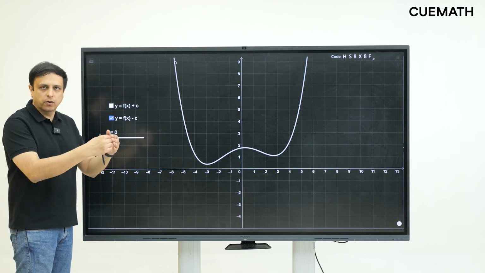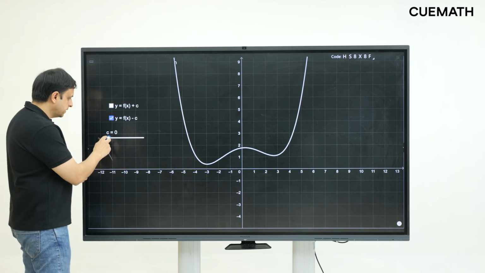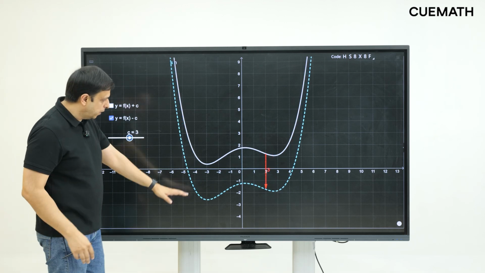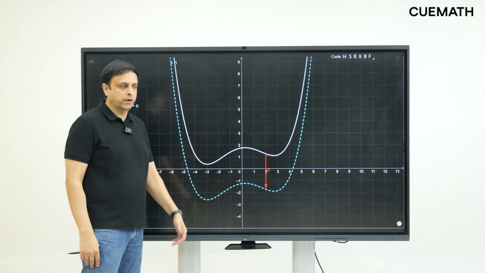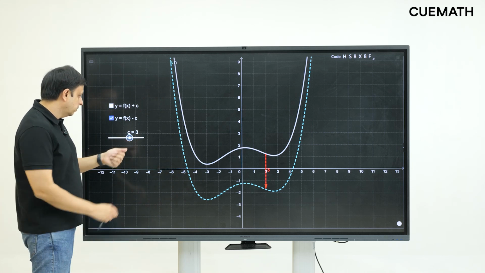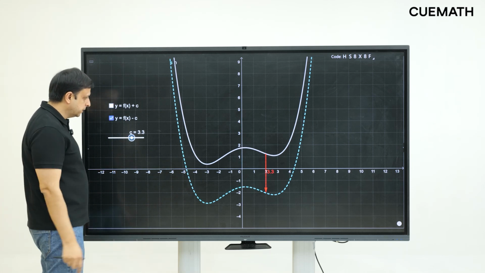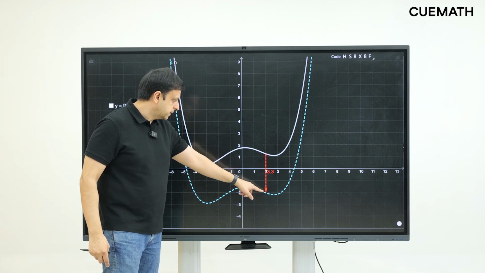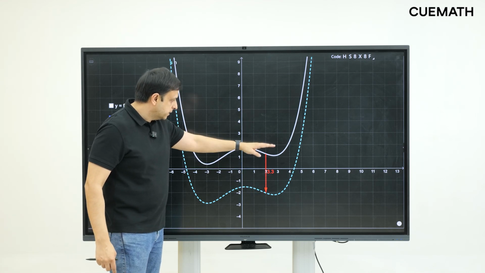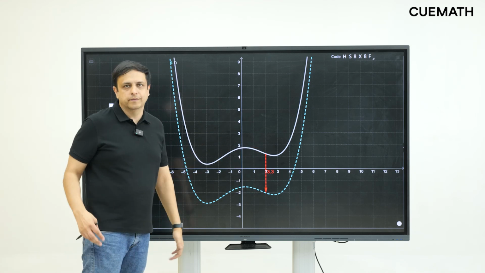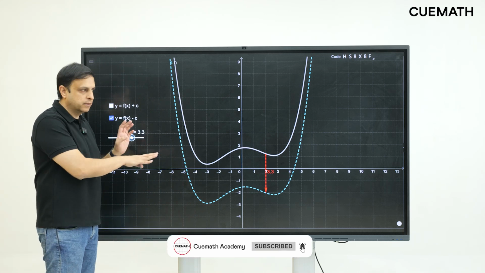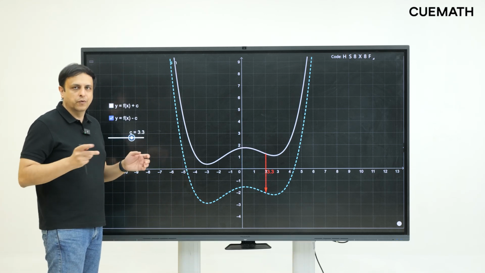And then if I plot y = f(x) - c, my graph should shift downward. So if I increase c now, you can see that the new graph is a vertically downward shifted version of the original graph. Here I have set c equal to, let me set it to 3.3. So my new graph is the original graph shifted downward by 3.3 units. So I hope that this simulation has made the behavior of vertical shifting very clear to you.